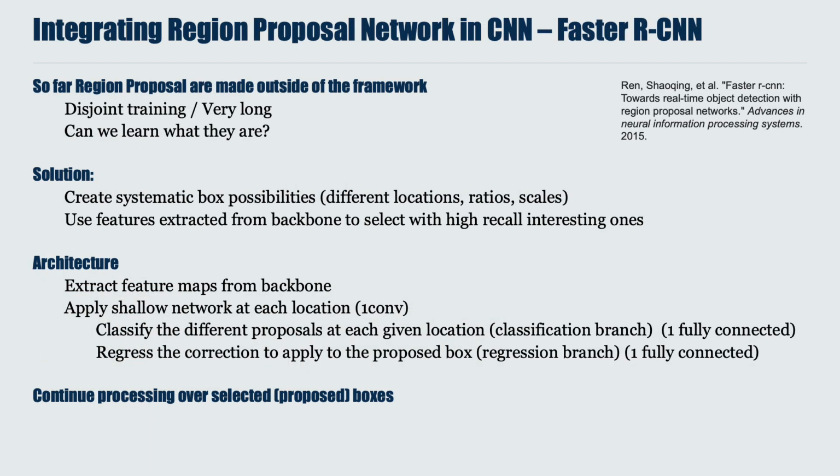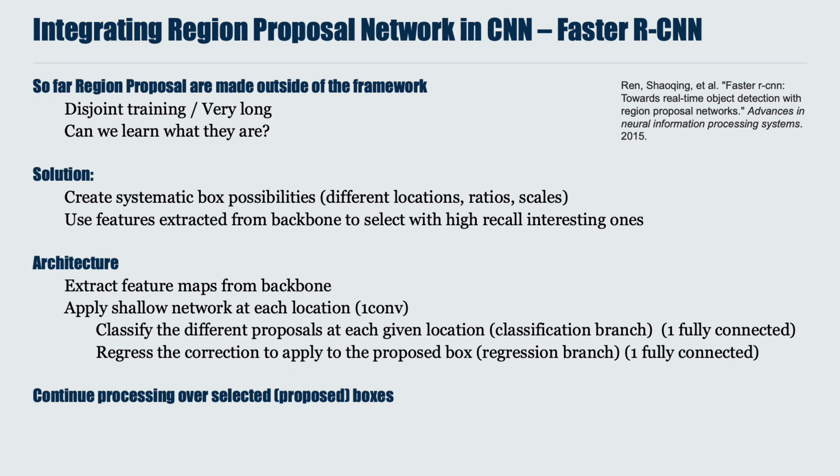And finally, Faster R-CNN, where this time they try to integrate the region proposal network in a CNN instead of having two different types of input, with selective search on one side feeding afterwards towards the CNN. The problem of doing a region proposal outside of the framework is that it's a disjoint training and that makes it very long. And actually, it's reasonable to think that we can probably learn what these proposals are.